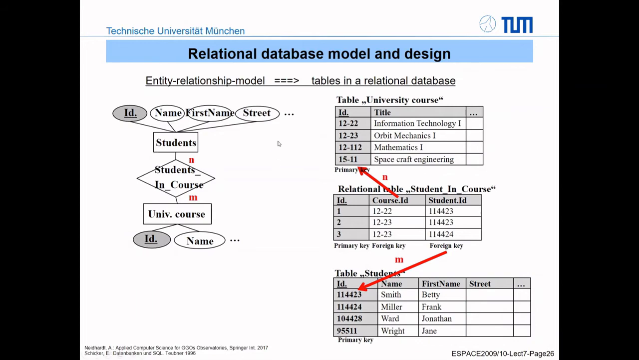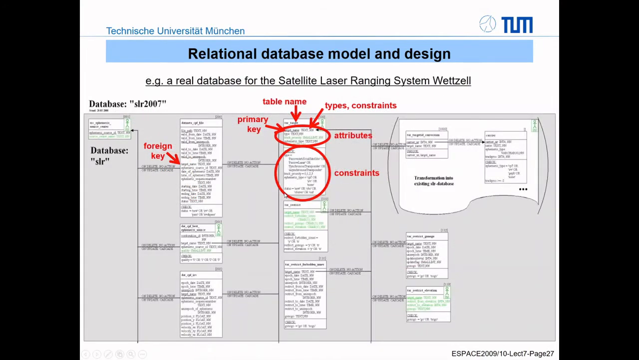Okay, so having a look into a large database. Here for the satellite laser ranging, I used exactly this setup, a little different graphical representation, but it's a real database for satellite laser ranging systems here in Wettzell. And you have, for example, explanation for targets. The targets contain attributes, which is the first part. You have types of the attributes. You have a table name, and you have also additional constraints.